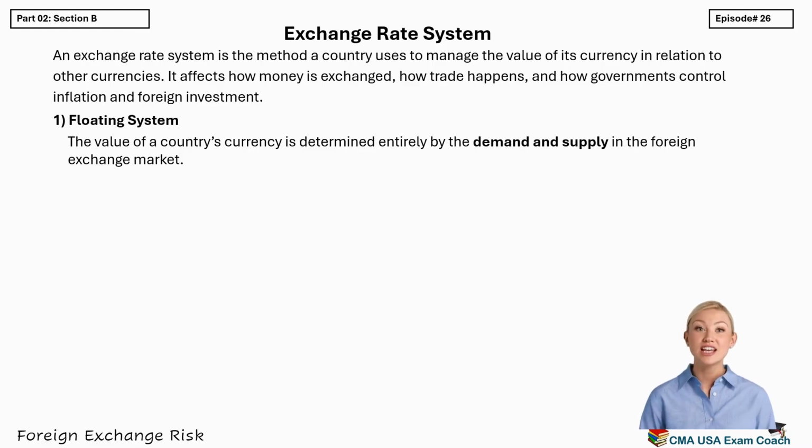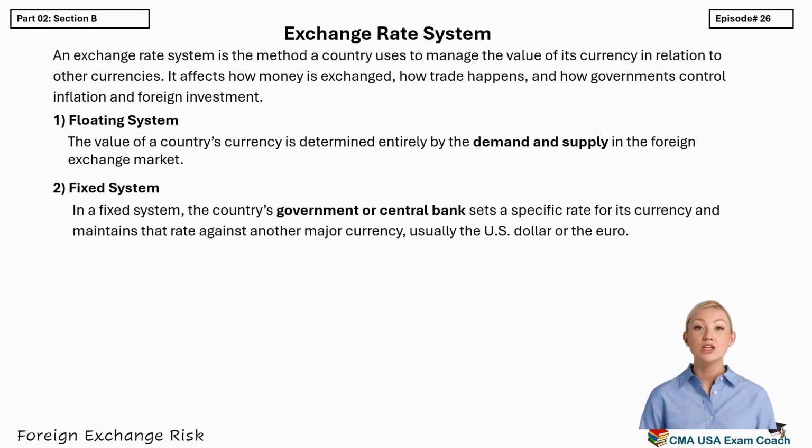Next is the fixed exchange rate system. In a fixed system, the country's government or central bank sets a specific rate for its currency and maintains that rate against another major currency, usually the US dollar or the euro. To keep this fixed rate, the central bank actively buys and sells currencies in the foreign exchange market. A good example is Saudi Arabia, which has kept its currency fixed at about 3.75 Saudi riyals per US dollar for many years. Another example is the Hong Kong dollar, which is pegged to the US dollar at around 7.80 HKD per USD. This system brings stability, especially for countries that rely on imports or exports, but it reduces flexibility.